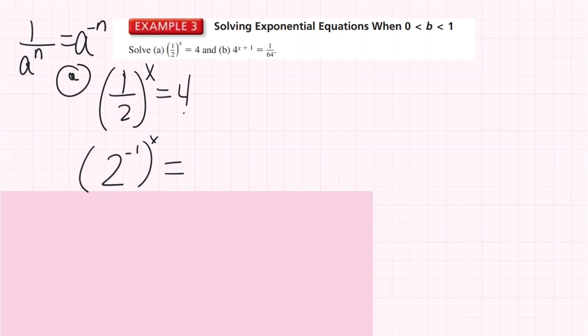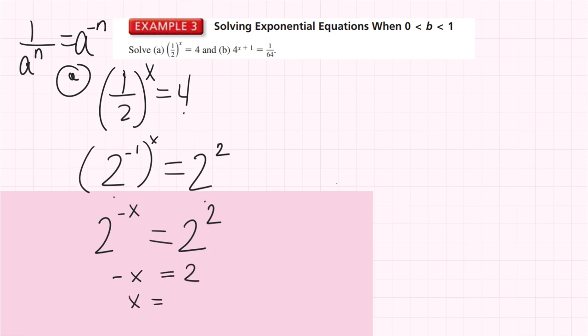Now, that 4, I could simplify to 2 to the power of 2, so I could have now the same base. So, I'm going to have 2 over negative 1 times x gives me negative x equals 2 to the power of 2. Equate both of my exponents. I have negative x equals 2. Can I have a negative exponent? So I'm going to have x equals negative 2. I'm dividing both sides by a negative 1.